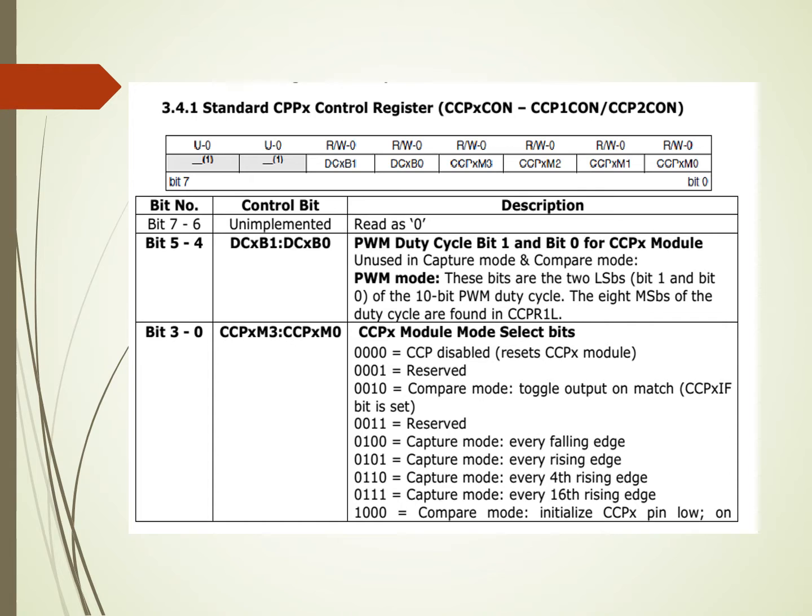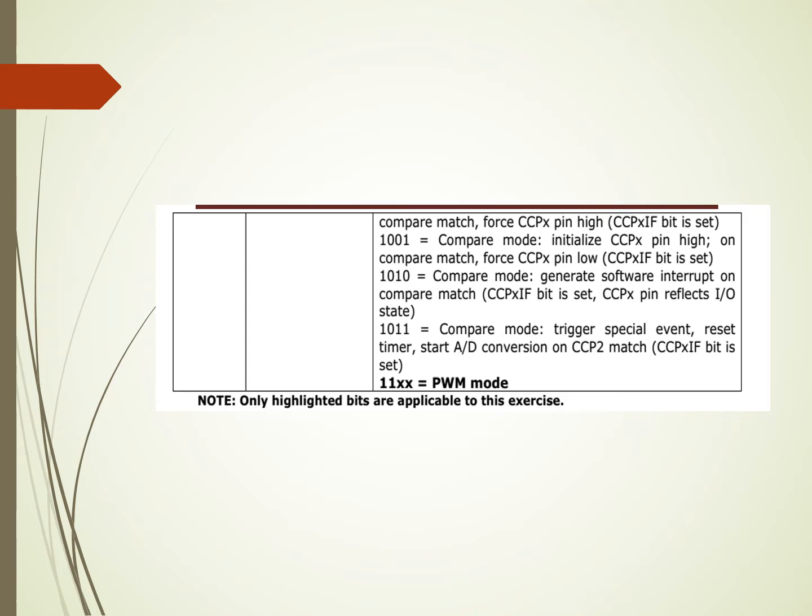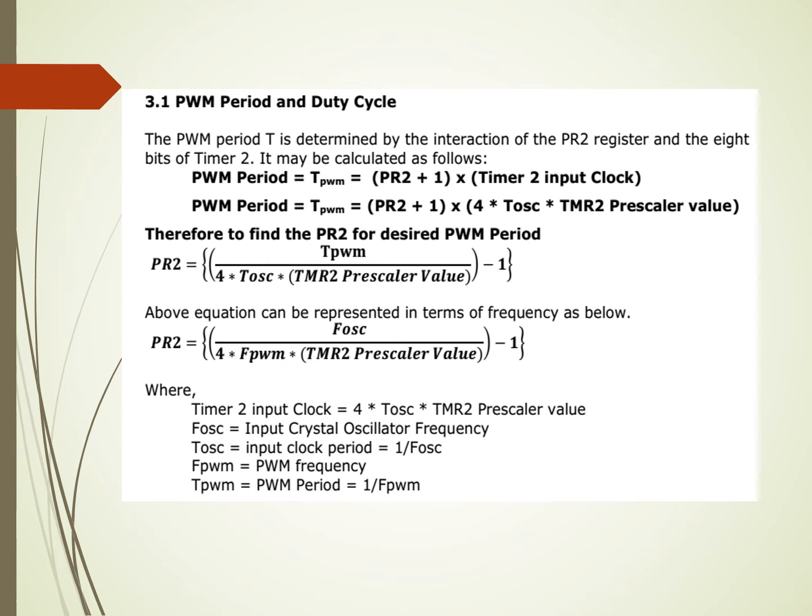They are the same, you just need to change this X value. If you are using 1, you make it 1, and for 2, it is 2. These are the select bits that you have to use for selecting PWM. And this is the calculation for PR2, CCPR1L, the DC1B1 and DC1B0 values. Using this formula, you can calculate PR2.